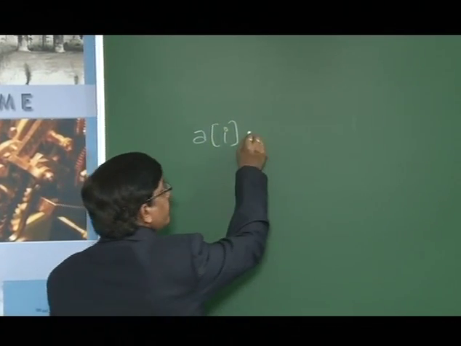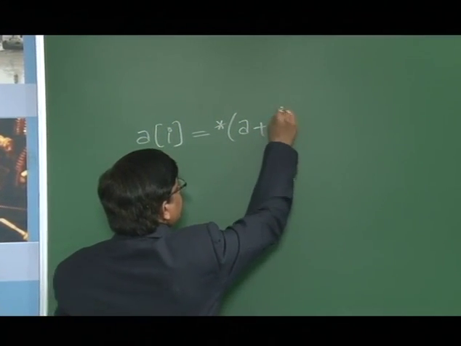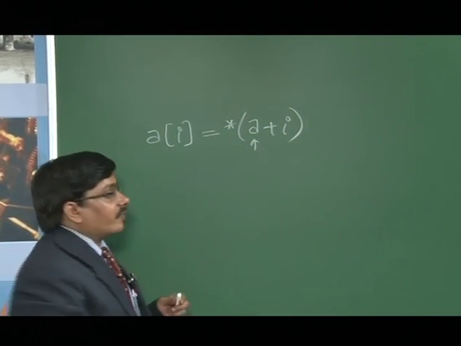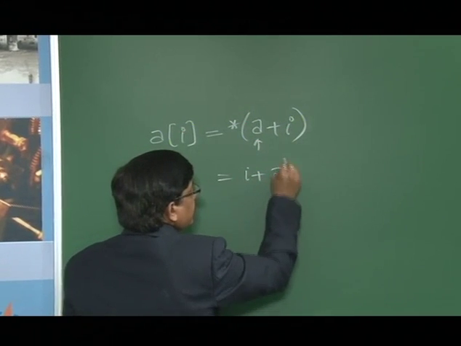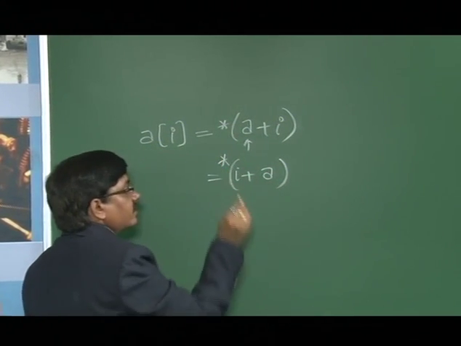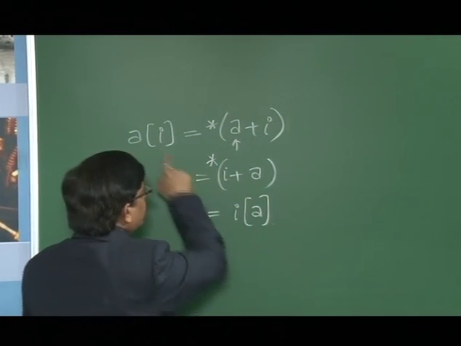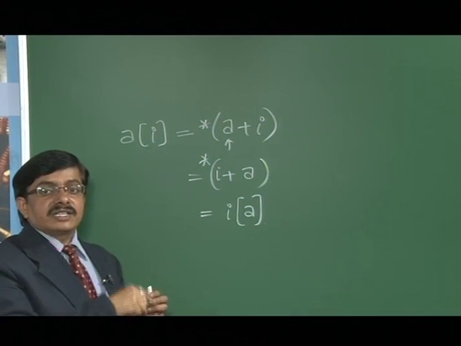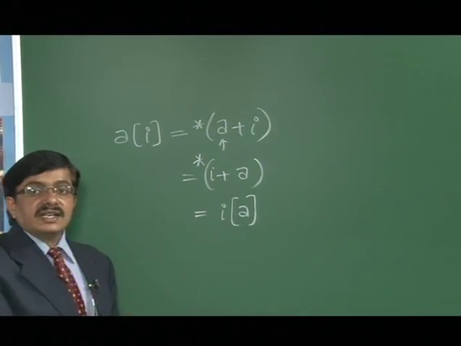This is the same as value at address A plus I, where A is the base address of the array and we add I to it. Similarly, I can write it as just an addition, which is also the same as I of A. Both mean the same because of the pointer arithmetic which happens inside. So the value of A of I and I of A both remain the same.